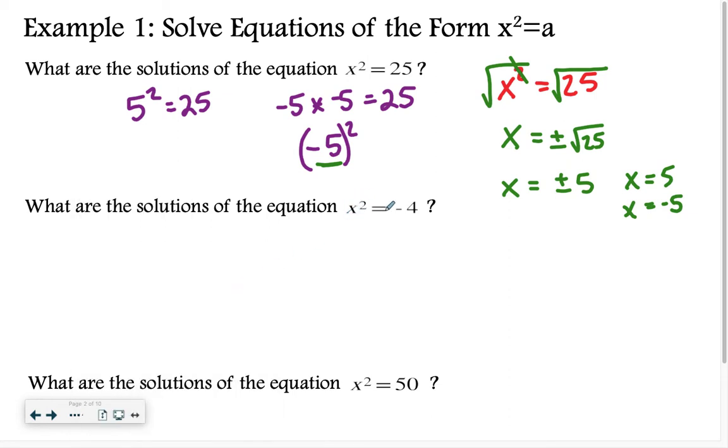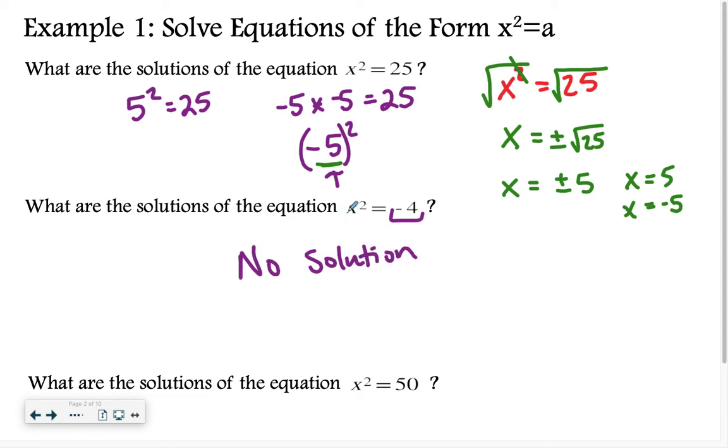We have x squared equals negative 4. Now, with this kind of problem, any number times itself means that I can't end up at a negative 4. We tested that: negative 5 times negative 5 is positive 25. If I did negative 2 times negative 2, that's positive 4. That means that anytime you have a number squared equal to a negative number, your answer is no solution.